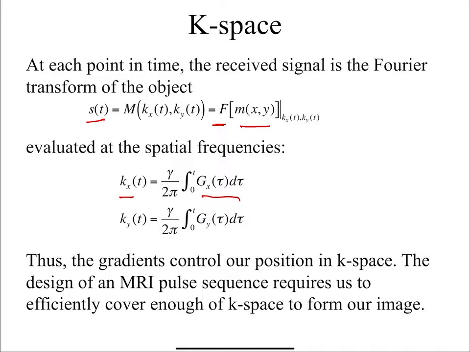So whatever the integral is up to a certain point in time is where you are in k-space. For most MR experiments we always start at the center of k-space, because when we tip the magnetization, all the spins are in line at time equals 0. So we start at the center of k-space and then we move away from it. The key is that the gradients control where we are in k-space.